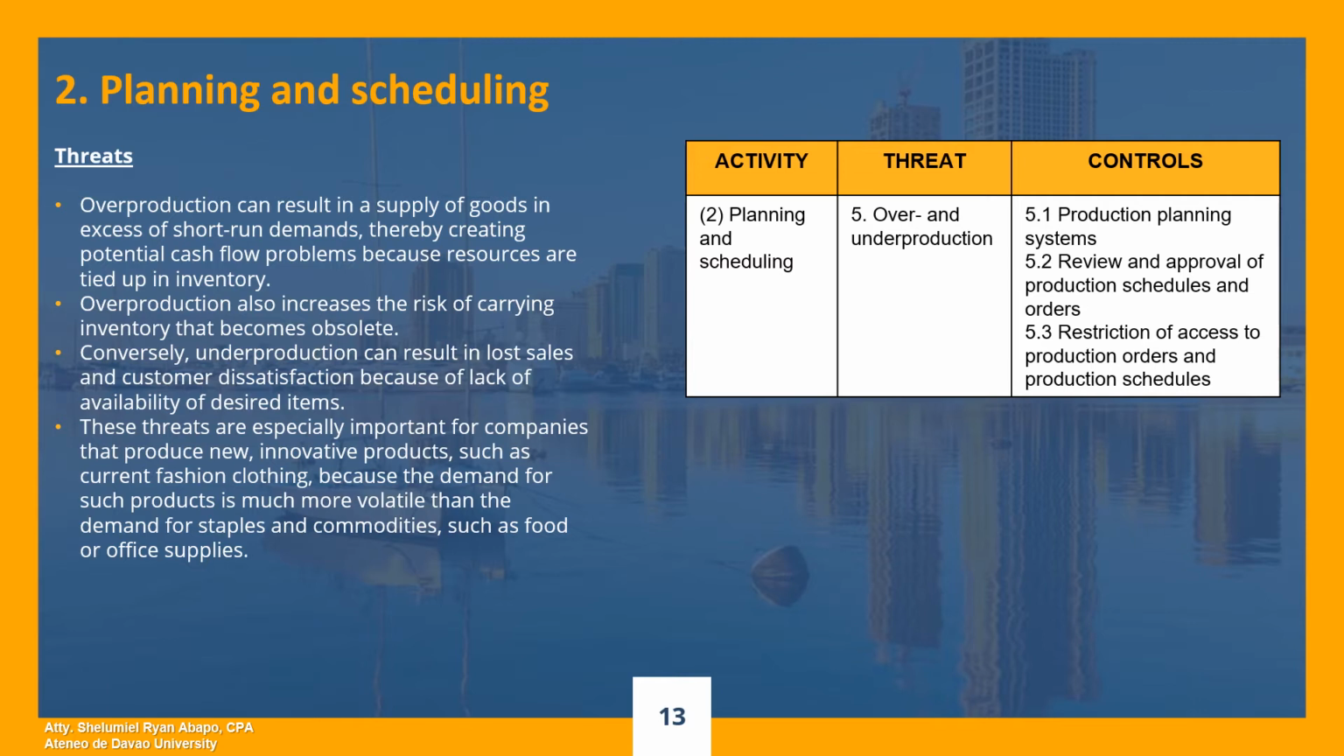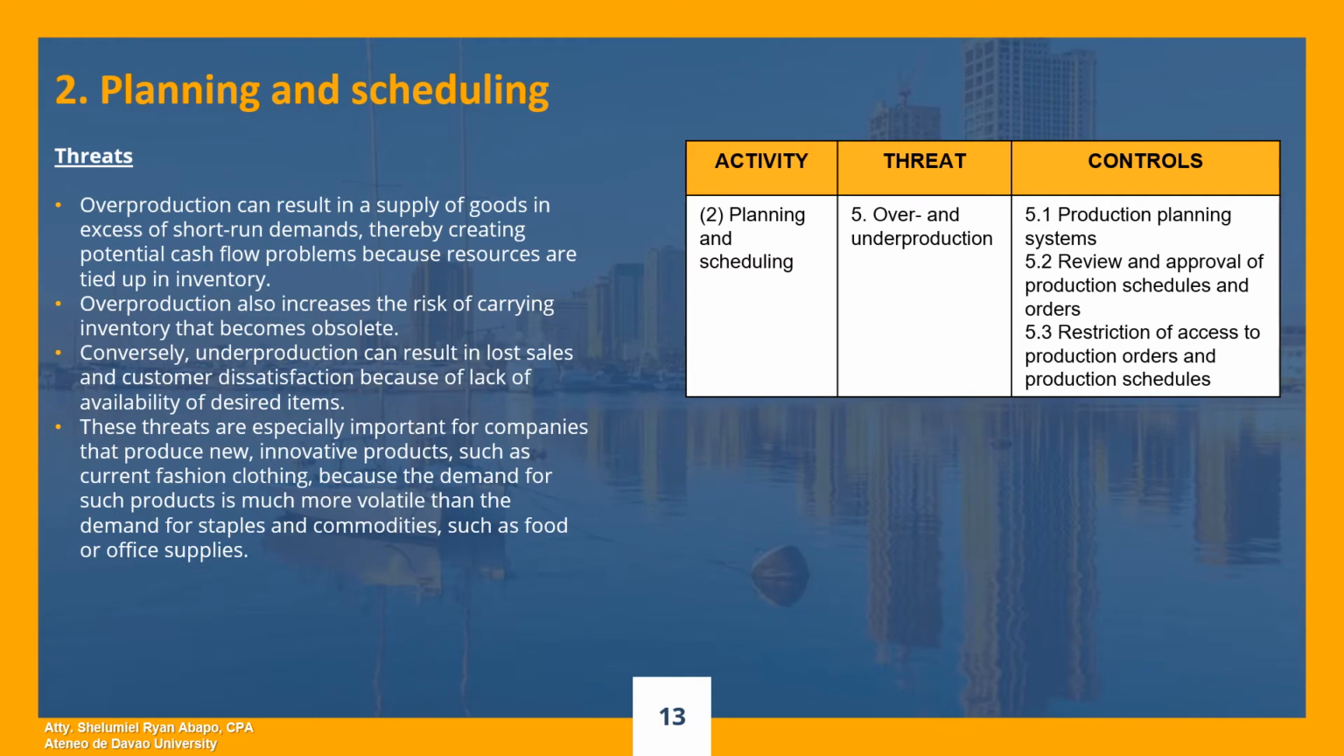Now, proper approval and authorization of production orders is another control to prevent over or underproduction of specific items. It means that there is a need for careful review and approval in order to ensure that the correct production orders are released. The risk of unauthorized production orders can be reduced by restricting access to the production scheduling program.